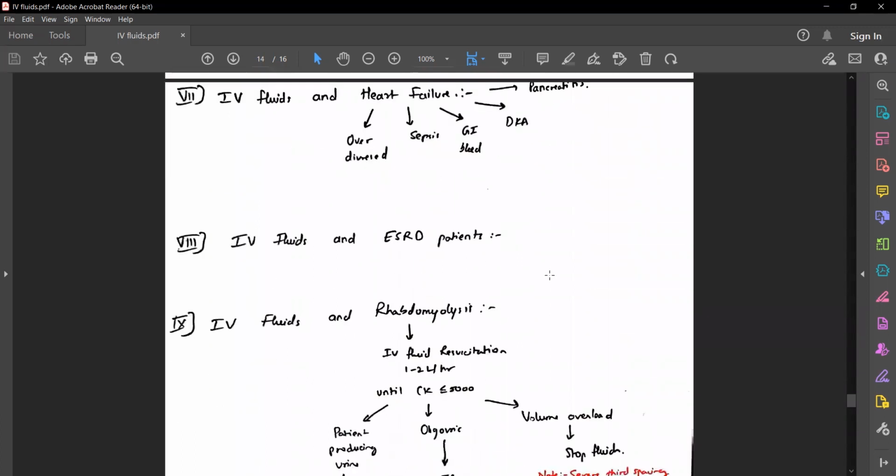Now, talking about IV fluids and heart failure. Now, remember that in the clinical setting, all the patients that you see, most of the times you will not have just one particular condition. A patient with heart failure can present with sepsis.